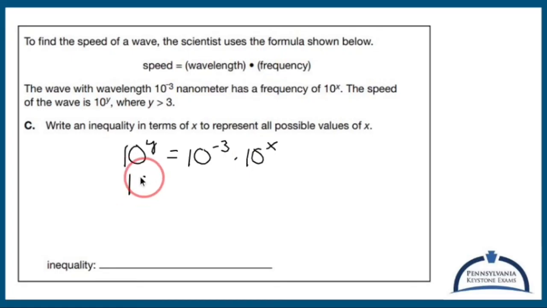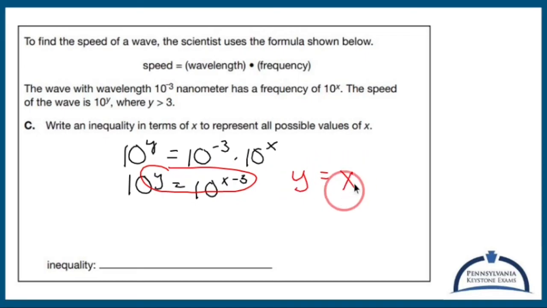So I'm going to write out one more step. 10 to the y equals. When you multiply two things with the same base, you add the exponents. So what I have is 10 to the negative 3 plus x, or x to the negative third. There's a rule that says if you have 10 to the stuff equals 10 to something else, that stuff equals that something else. So that leaves me with y equals x minus 3.